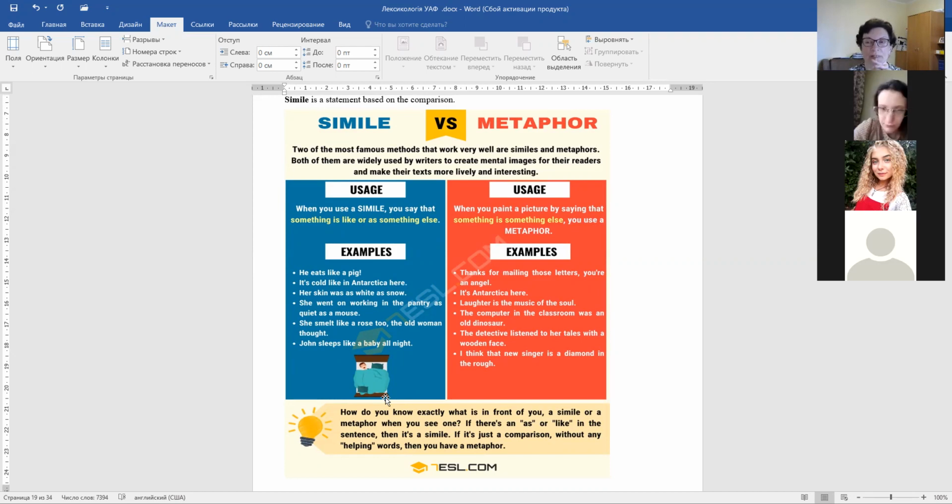Give me your examples, if you can think of any examples that compare simile to metaphor. For example, simile: this woman is so beautiful like a rose. And metaphor: this woman is a rose. Perfect. She is a rose. Yeah. Marin, your example.